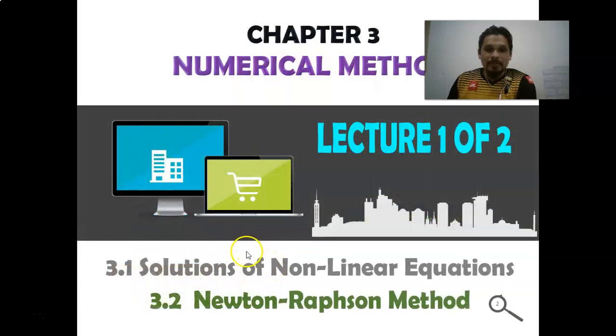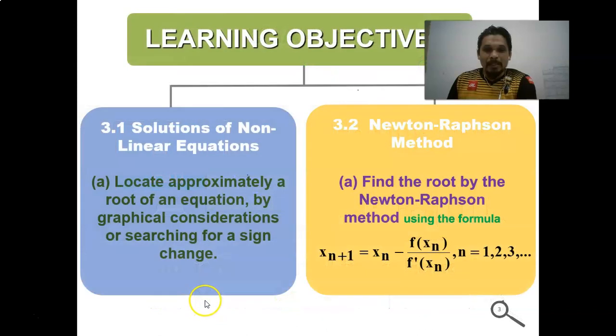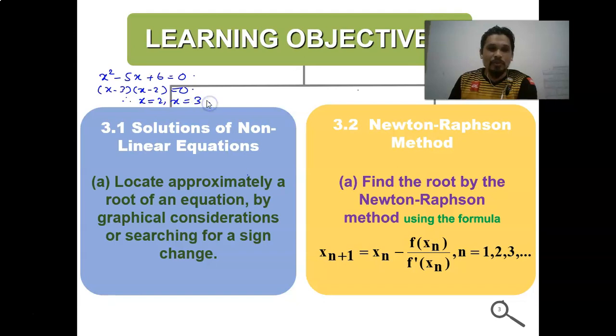So then we look at the first part of this lecture, looking at the solution of nonlinear equation and also Newton-Raphson method. We can easily find the roots of the equation of, let's say, x squared minus 5x plus 6 equal to 0. Then we factorize, which is x minus 3 and x minus 2. So we can simply get the roots of this quadratic equation, which is x equal to 2 and x equal to 3.